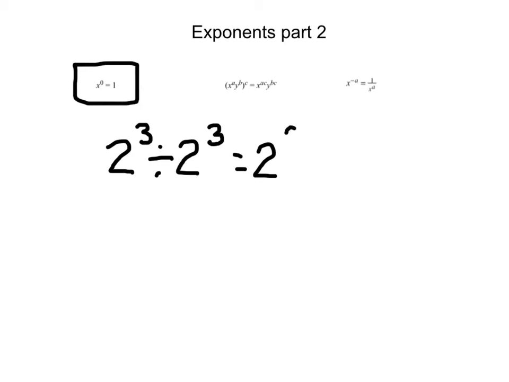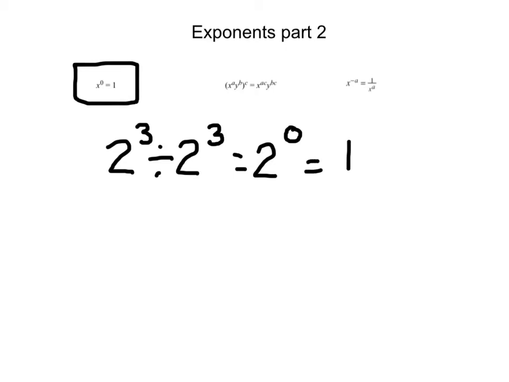So for instance, let's say that I'll use the number 2. Let's say I had 2 cubed and I divided that by 2 cubed. Now remember on our last video that whenever you're dividing numbers that have the same base, you can subtract their exponents. So this would equal 2, and then 3 minus 3 equals 0. Now this law of exponents says that the number should equal 1. So 2 to the 0 should equal 1.